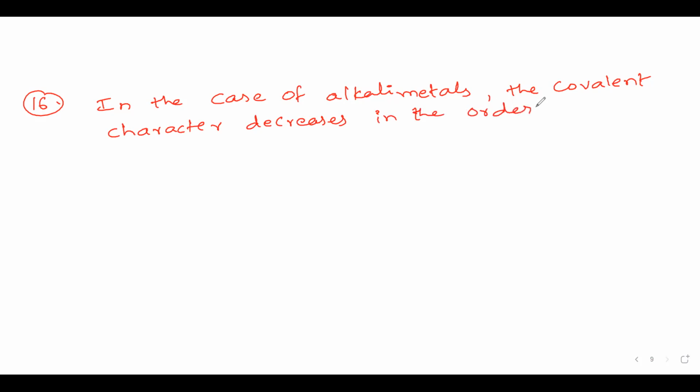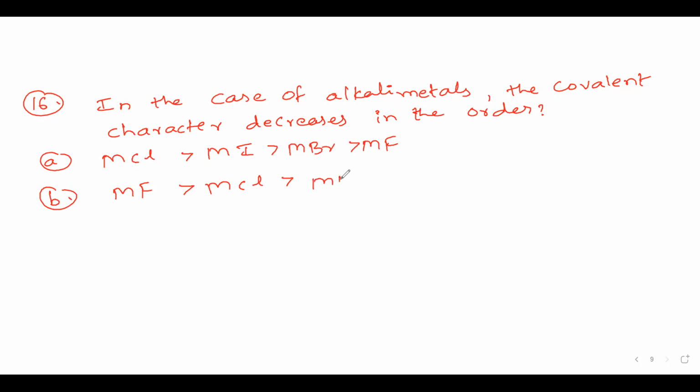Usually all the alkali metal compounds are ionic in nature. Only lithium compounds are covalent. So they are asking decreases in the order. Option A, MCl, that is metallic chloride of first group, M iodide greater than MBr, within the halogens they have given, greater than M fluoride. So it is very simple. Next, option B, metallic fluoride greater than metallic chloride greater than metallic bromide greater than metallic iodide. Next, decreasing the covalent character, metallic fluoride greater than metallic chloride greater than metallic iodide greater than metallic bromide.